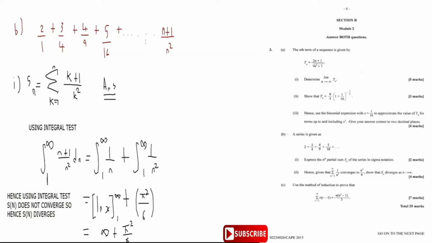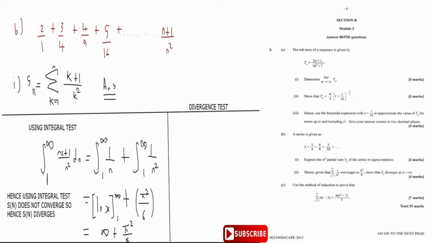Now let's say you didn't want to use the integral test, you wanted to use the divergence test. What does the divergence test state? The divergence test tells us that if the limit of an is not going to 0, then the series does not converge, it diverges.